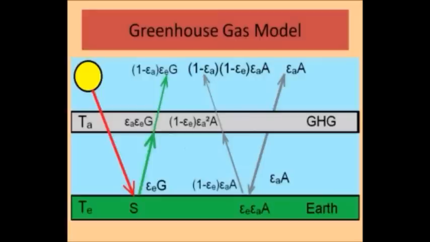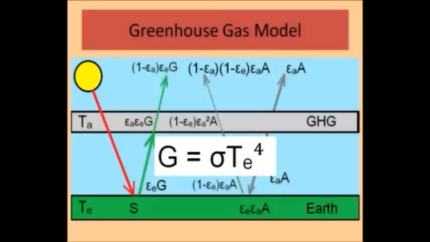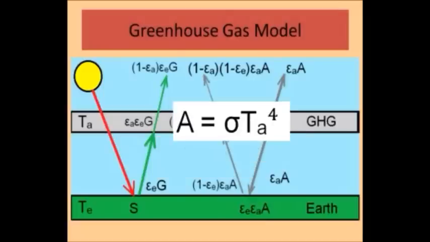Radiation from the Earth is shown by the green arrows. The horizontal grey bar represents the greenhouse gases in the atmosphere. They have a temperature TA. Radiation from the greenhouse gas layer is shown by the grey arrows. G is the Stefan-Boltzmann blackbody radiation of the Earth, that is, sigma TE raised to the power of 4. And A is the blackbody radiation for each of the two hemispheres of radiation of the greenhouse gas layer, that is, sigma TA raised to the power of 4.